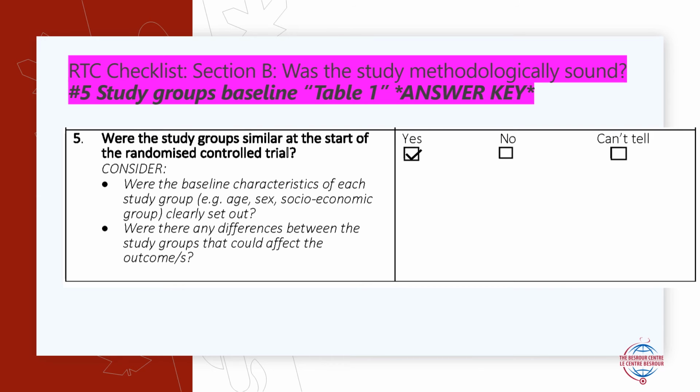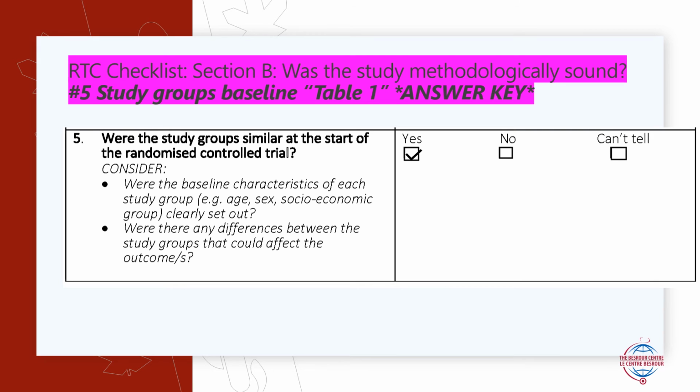For our study, the answer to this question is yes, with a few qualifiers. The intervention was allocated in a 2-to-1 ratio, where for every individual who received the intervention, 2 received usual care. So that's just an important consideration for the analysis, and the authors did take that into consideration.